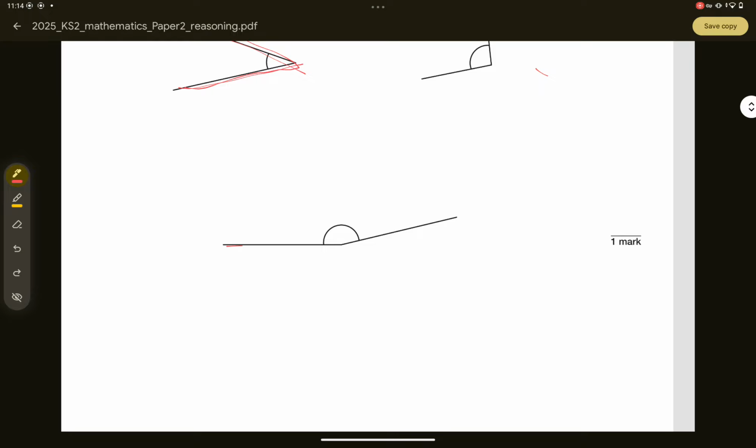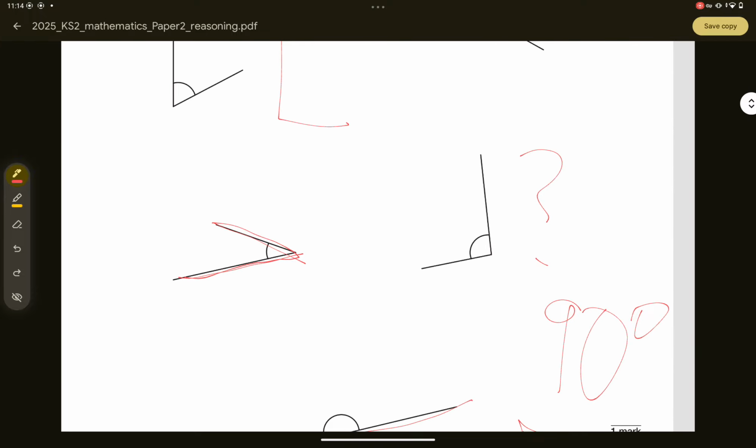But this one, yeah, it's another obtuse, and a right angle is 90 degrees, which is this, and below it 0 to 89 is this, not this. So I know that this is it.